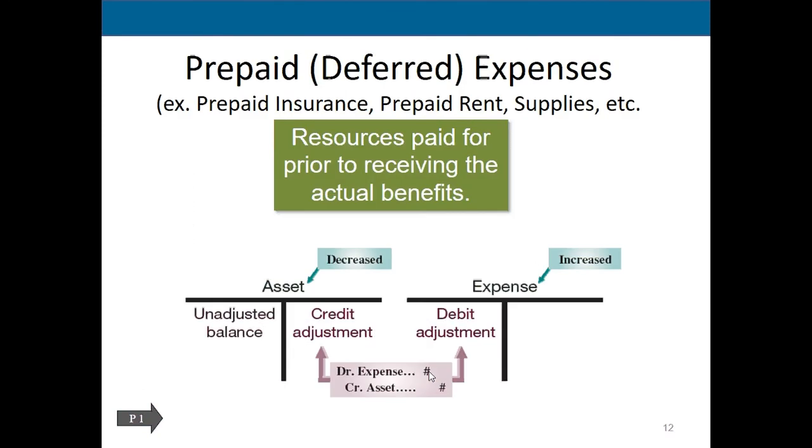Here we'll show you a little bit about what prepaid expenses do. This is that prepaid rent, prepaid insurance, supplies are also considered a prepaid. Resources paid for prior to receiving the actual benefit. So what happens? Here's a quick example of the journal entry that would occur once we actually pay it out and then have to move it away. So the first thing that happens is that when I actually buy this prepaid asset, I'm going to put it as a debit in an asset account and I'm going to pay out cash.